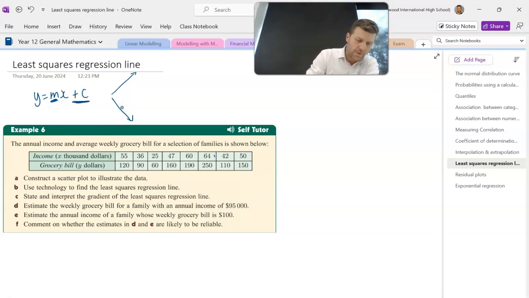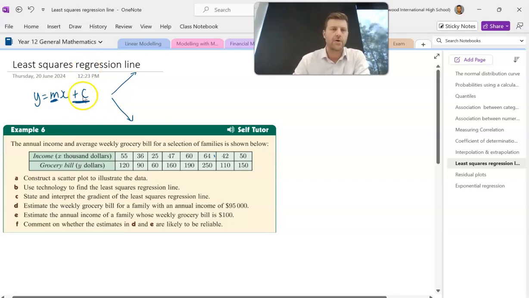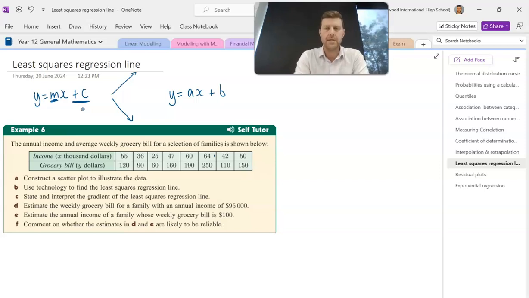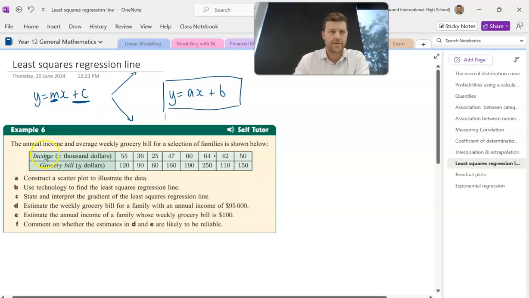And in that form, y equals mx plus c, c was the value of the y-intercept, so where the line crossed the y-axis. Now, when we're using our graphics calculator, we're going to be asking it to give us the values of m and c, so the slope and the y-intercept. But instead of m and c, they'll be giving us values a and b. So y equals ax plus b, where a will be our gradient and b will be our y-intercept. So with that, let's look at our example here.